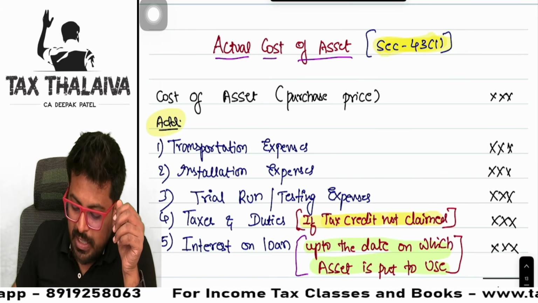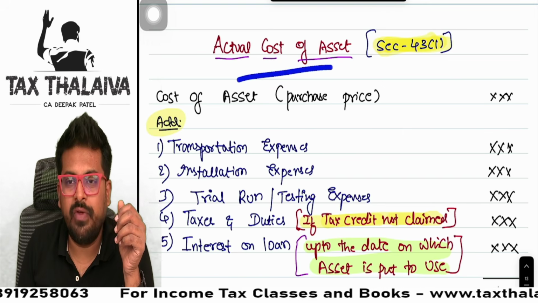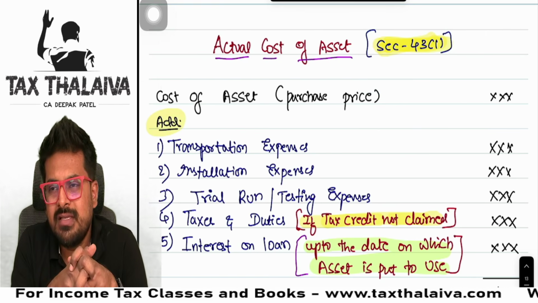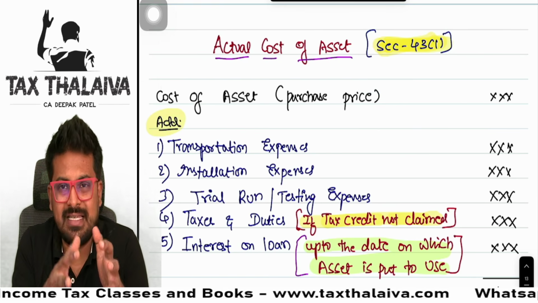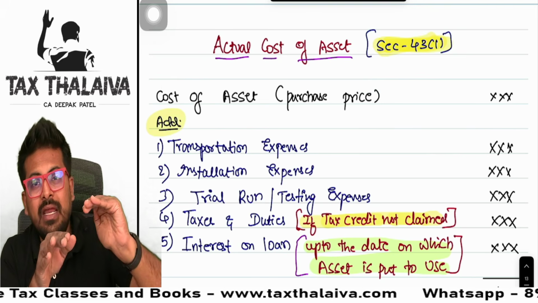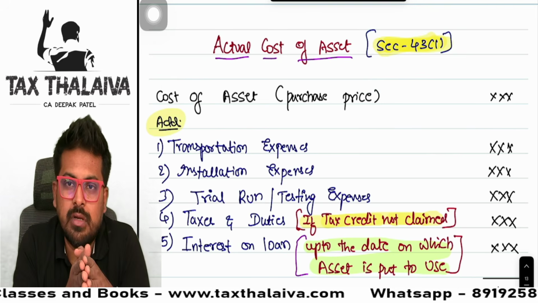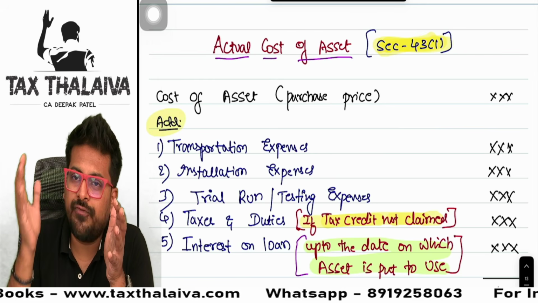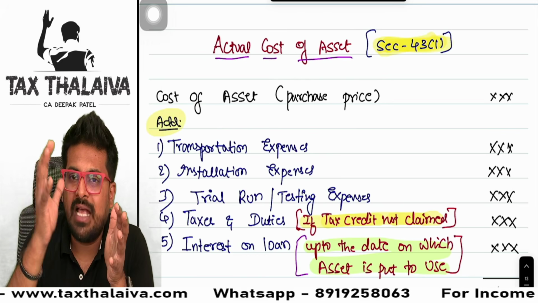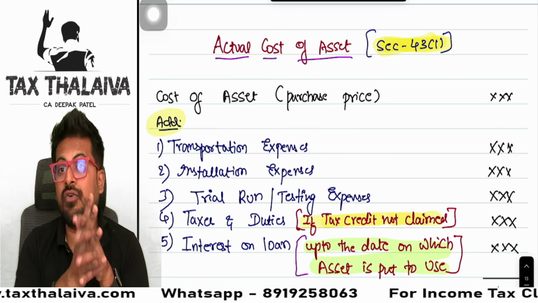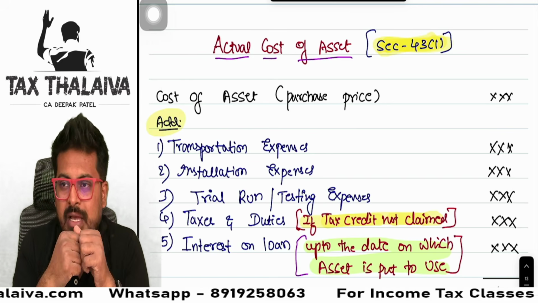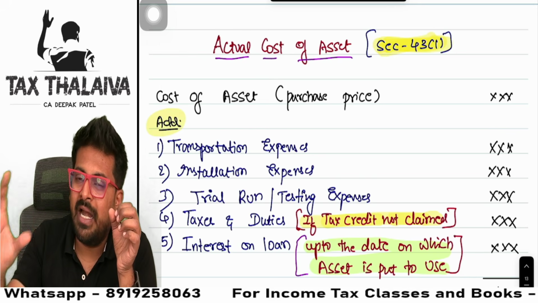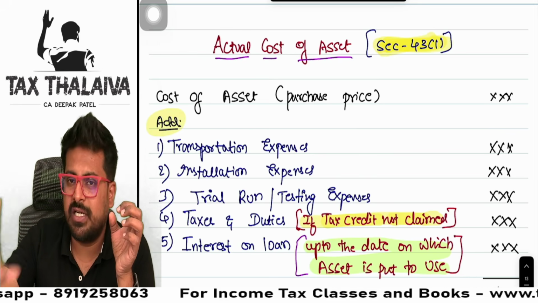Now we will get into the actual cost of asset, what we need to consider. This is given under section 43(1). See guys, cost of asset will be capitalized in the books of accounts. But what are those items? What are those factors which we need to consider as cost of asset? Cost of asset may be different things. See, let's say for example, you purchased one plant and machinery. That price of the plant and machinery is actually cost of asset, no doubt.